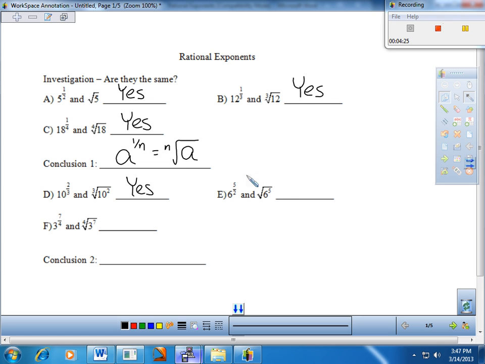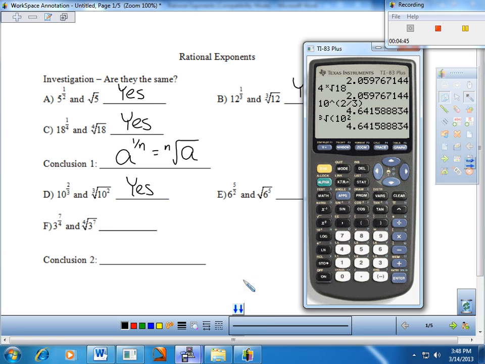I'll tell you what, why don't we skip E for just a moment, and let's go into F. I like that one. So let's do 3 to the 7/4, and then compare that to the 4th root of 3 to the 7th. So here we go. Bring up my calculator, probably for the last time here. 3 raised, 7 divided by 4. Got it. There it is. Keep an eye on that decimal if you would.